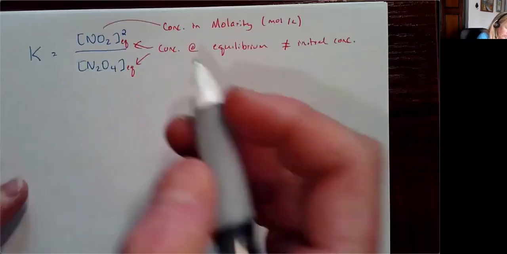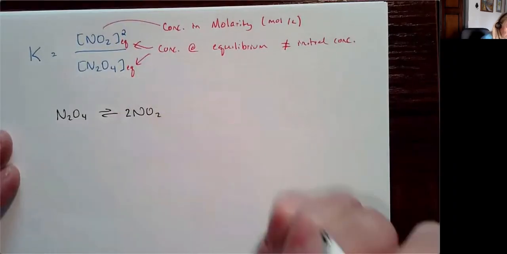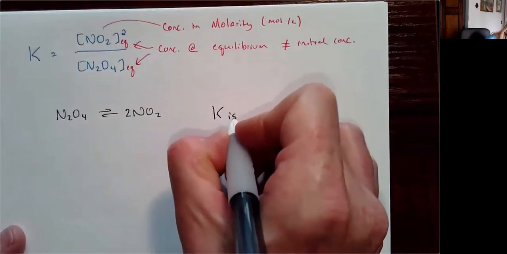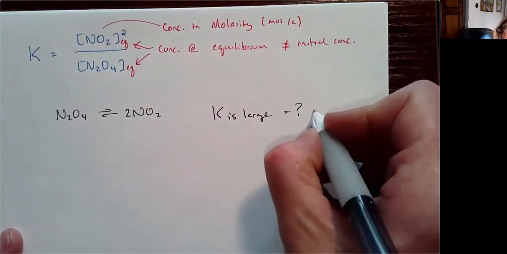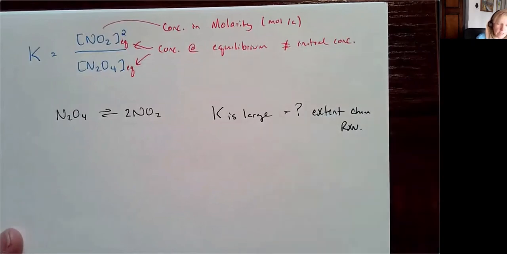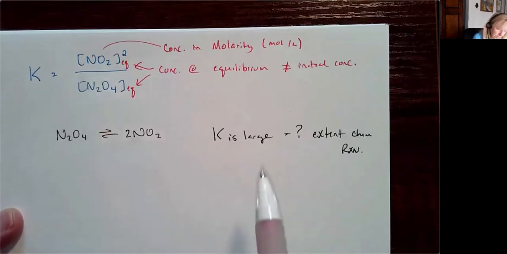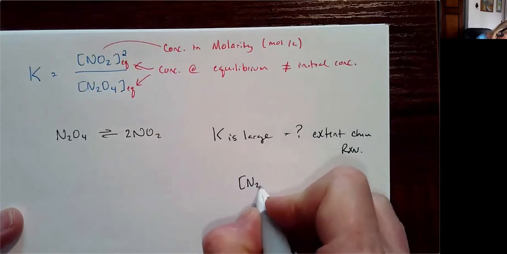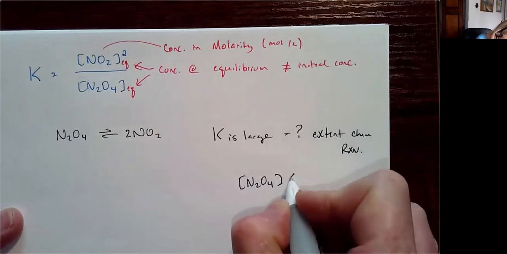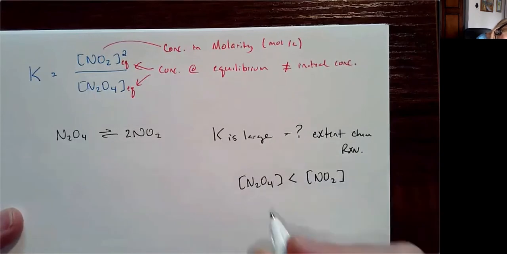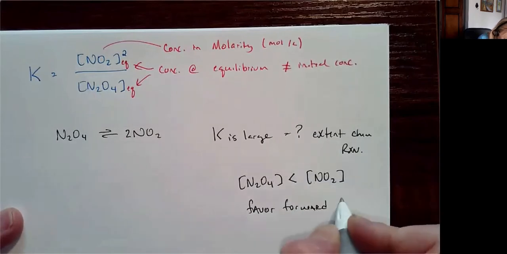Let's talk about the magnitude of K, what K means. So if K is large, let's go back to this very simple chemical equation. What does that imply for the extent of the chemical reaction? How far has the chemical reaction gone? If you think about it, if K is large, that means that N2O4 is going to be relatively small compared to NO2. So N2O4 is going to be much lower than NO2, and it's going to favor the forward direction, meaning as it's written.